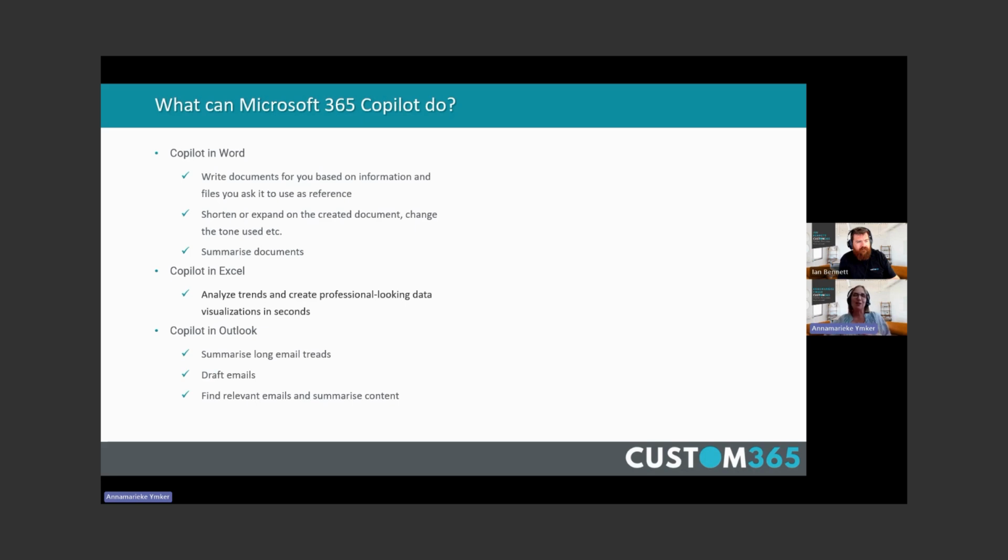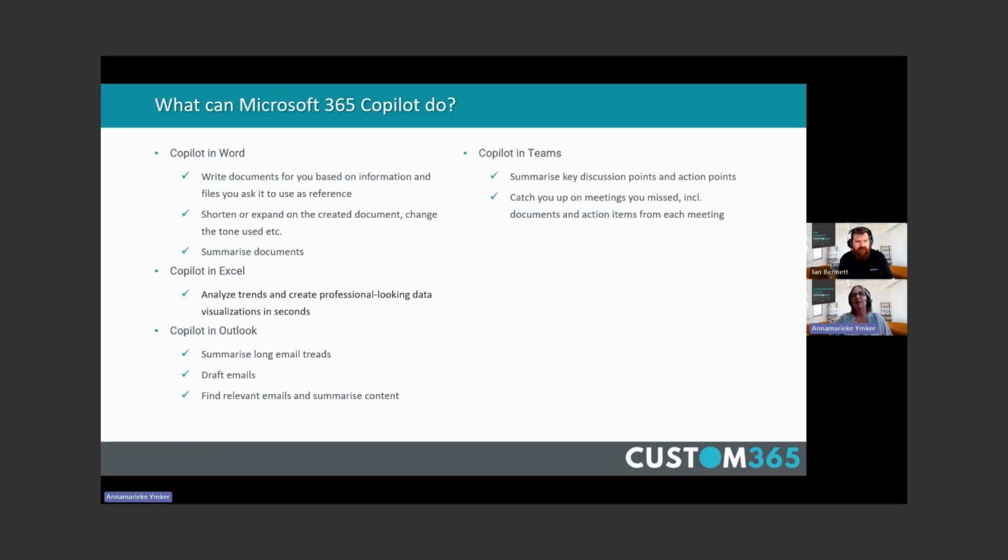Now, it even takes it a step beyond that. It can look through a long email thread and then suggest your response back to the individual based on what it reads in that email, which is also quite nice. It can draft emails, it can find relevant emails and summarize context. In Teams, we can ask it to summarize key discussion points and action points.